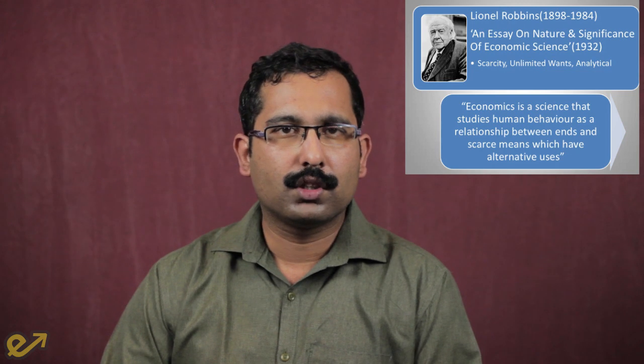So there was a complete shift in the focus, and here the focus was on resources and the scarcity of the resources. We all know that resources are scarce, but our needs and wants are unlimited. So how do we use this limited resource in order to satisfy our unlimited needs and wants was the focus of Lionel Robbins, and this definition was appreciated, and today we see this definition being used by people to define economics. So this is very popularly called the scarcity definition of economics.